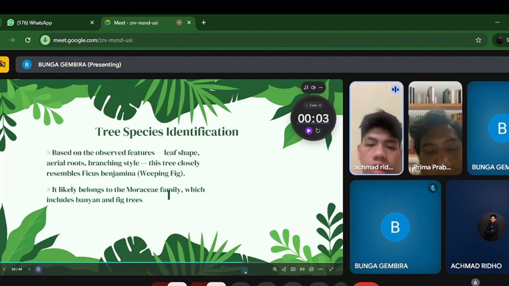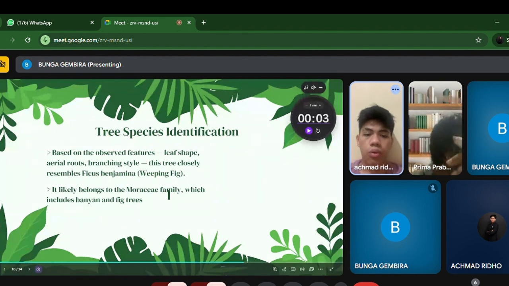Okay, the tree species identification. These three observed features, leaf shape, aerial roots, and branching style, closely resemble Ficus benjamina, weeping fig, and it likely belongs to the Moraceae family, which includes banyan and fig trees.